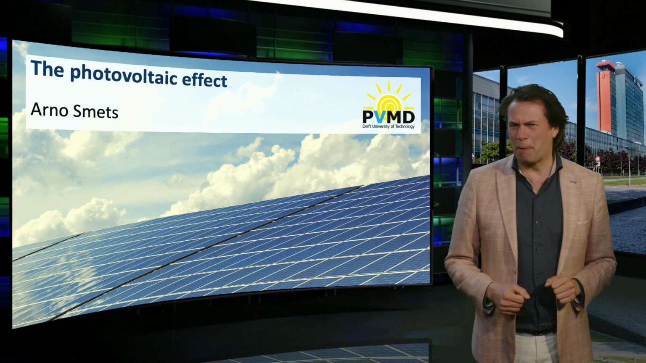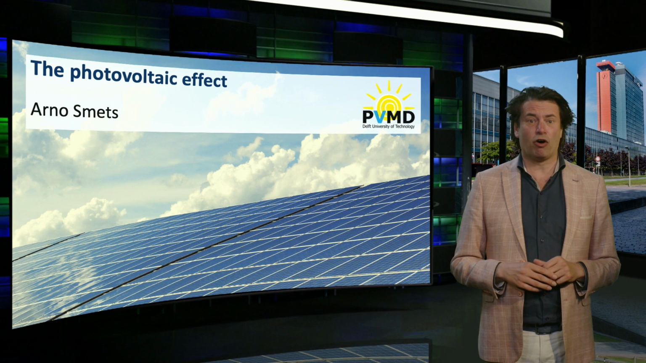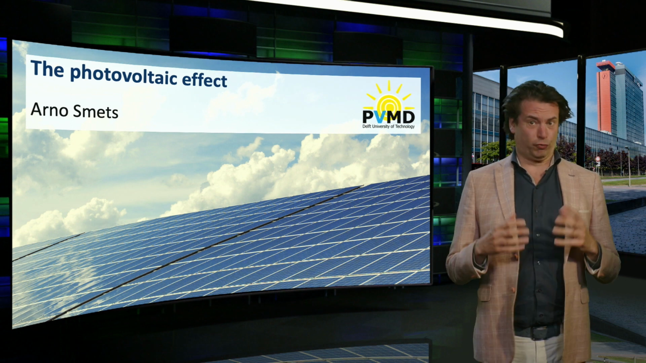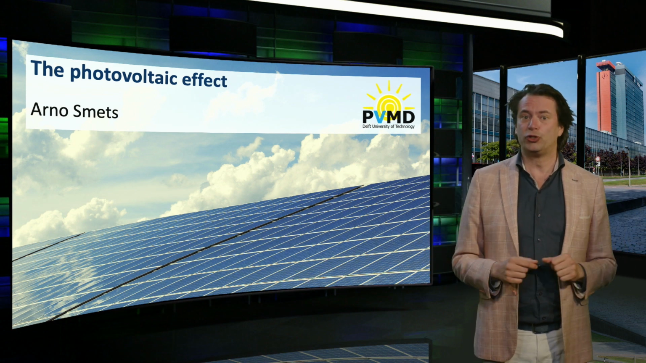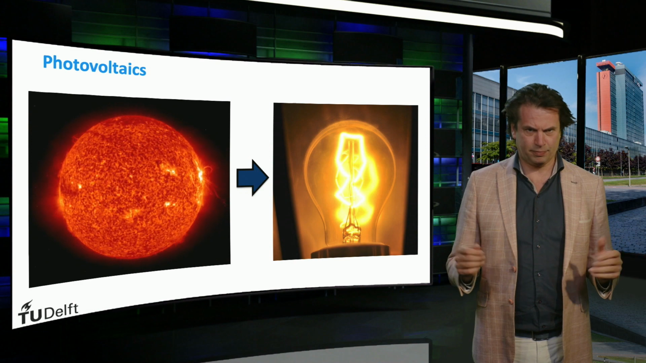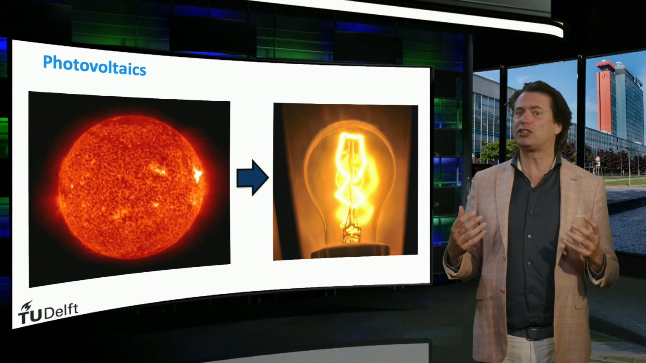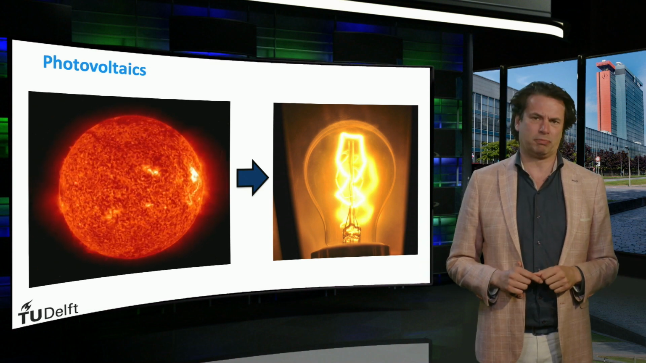We have discussed some important properties of light and characteristics of the radiation of light by our sun. In this video, we will focus on converting that light to electrical energy. This is done using the photovoltaic effect. Photovoltaics covers the direct conversion of sunlight into electrical energy by a semiconductor material.